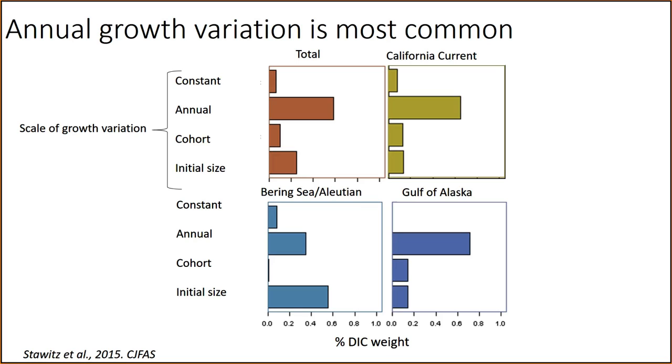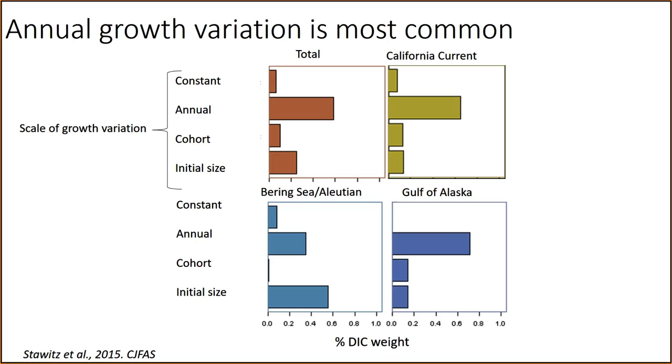Can I ask, Daniel, for the Gulf of Alaska data, when you only looked at the survey data, did it also vary with both, or is that more constant? I don't think I removed the commercial data from the Gulf of Alaska. I think I only did it for the Bering Sea and Aleutian Islands.